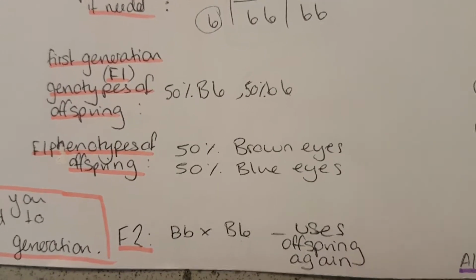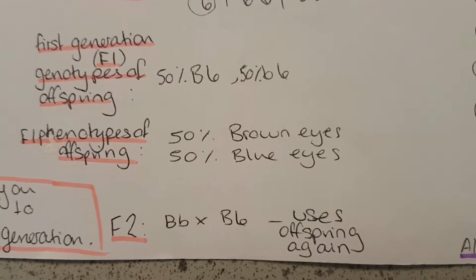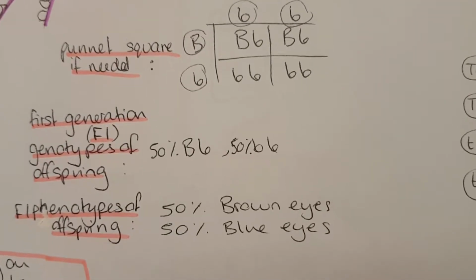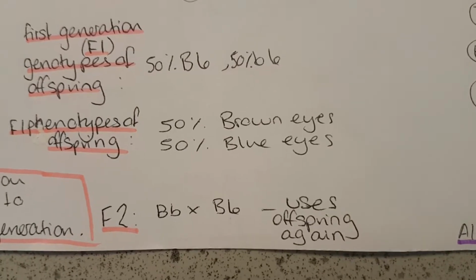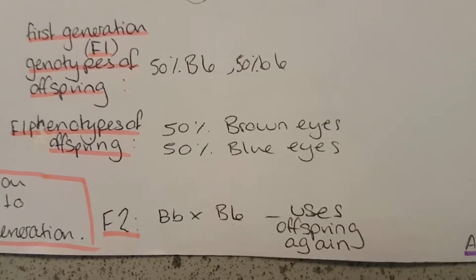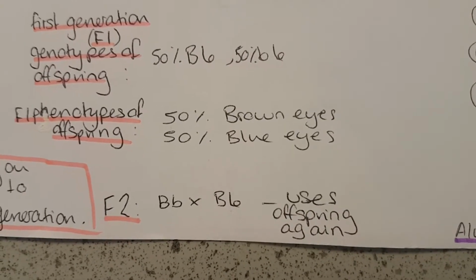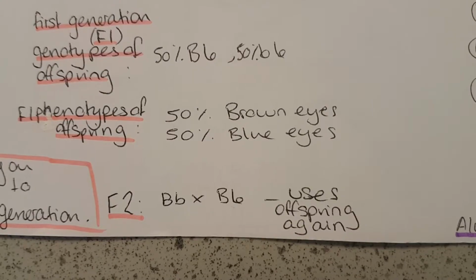Also sometimes you're asked to do a second generation or F2 cross, which is where you cross 2 of the offspring from the original cross again. So you cross the offspring again, which is kind of weird if you do it in animals because it's a bit incestuous, but it's done with plants quite a lot, so watch out for those questions where they ask you to do an F2 generation.